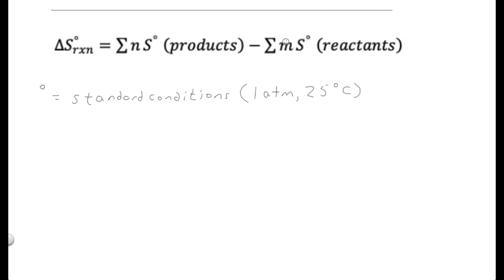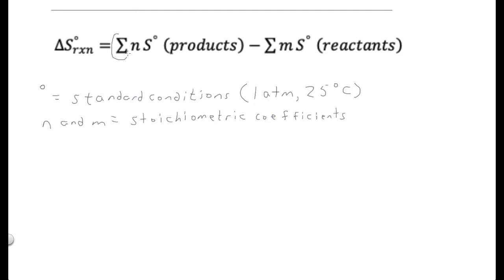What do the N and the M stand for? The N and the M stand for stoichiometric coefficients. Remember here we're talking about a reaction, so the reaction will have stoichiometric coefficients. So N stands for the stoichiometric coefficients on the products, and M stands for the stoichiometric coefficients on the reactants.